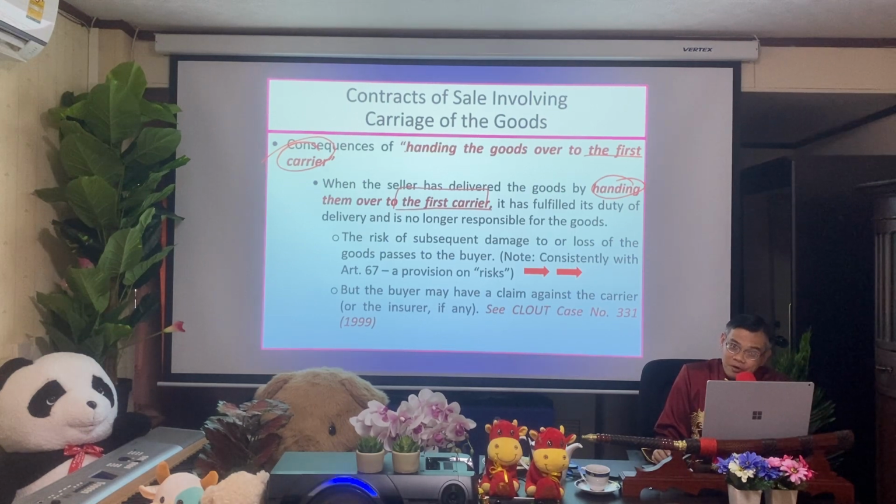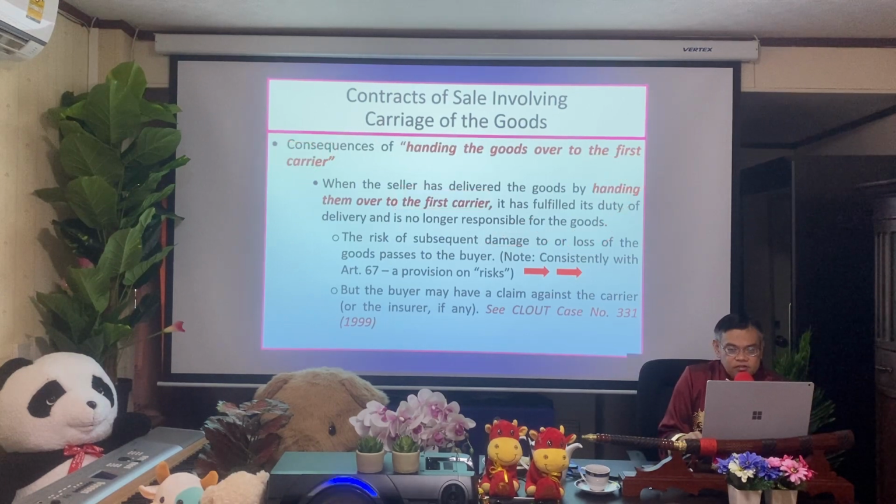That means that from then on, if there is any damage to the goods, or if there is any loss of the goods, then the seller will not be liable for that damage or for that loss anymore, because the seller has duly and perfectly fulfilled the obligation to deliver the goods by just handing the goods over to the first carrier. So in the event where the goods are damaged or lost in any way, the buyer cannot have any recourse against the seller. The buyer will have to resort to remedies against whom? Against the person concerned, probably the carrier. If the carrier caused damage to the goods, then the carrier will have to be liable. So in this case, the buyer may have recourse against the carrier.